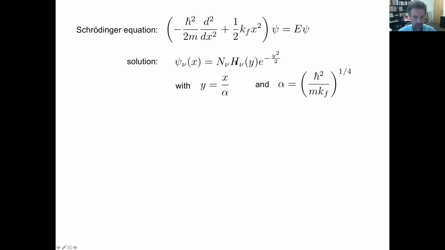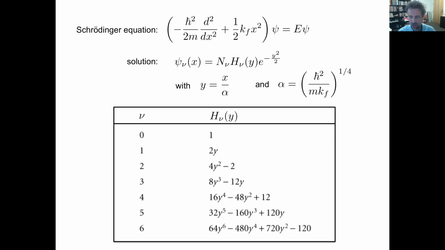The first thing is H. This is called the Hermite polynomial function. Okay, and here are the so-called Hermite polynomial functions. As I said, they depend on nu. So whatever the index nu is, the polynomial looks a certain way. When nu equals 0, it's very easy. The polynomial is simply 1. If the index is 1, then the polynomial is 2y. Then when it's 2, it's 4 times y squared minus 2, and so forth.